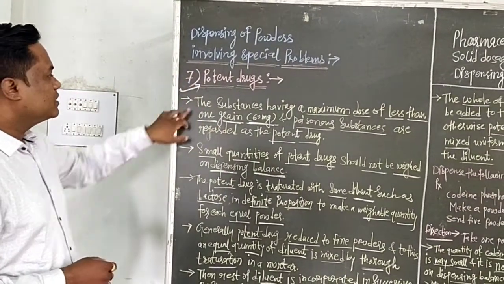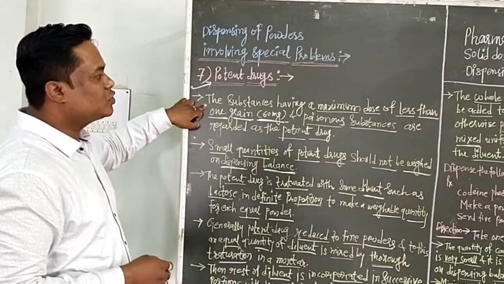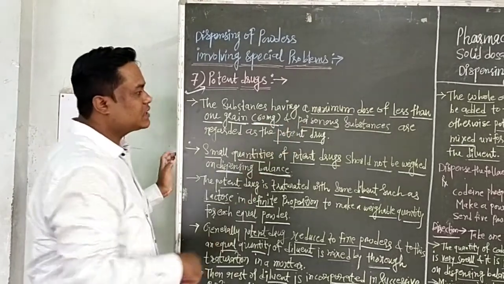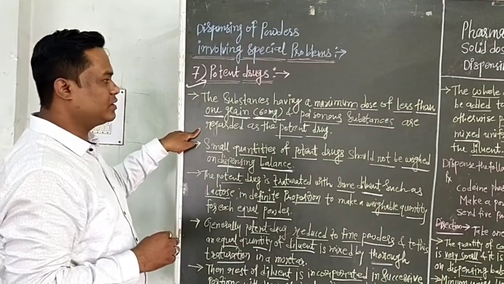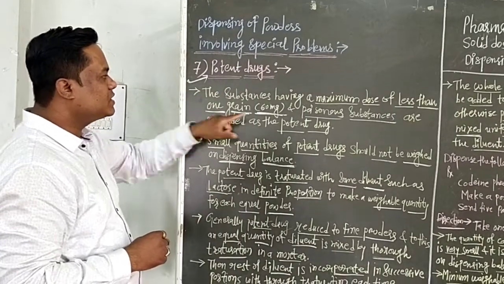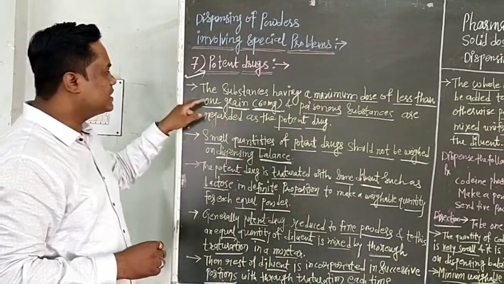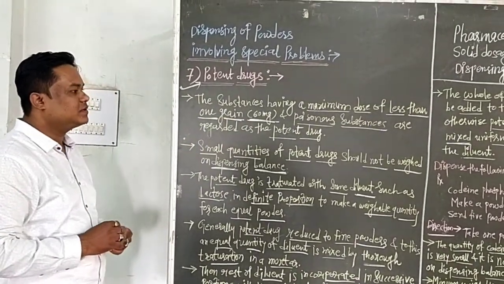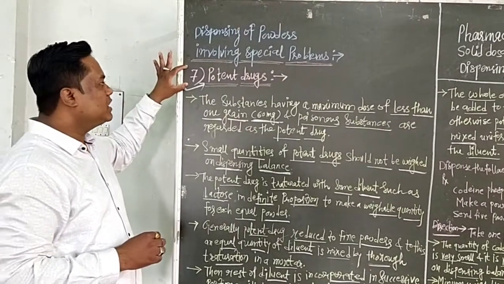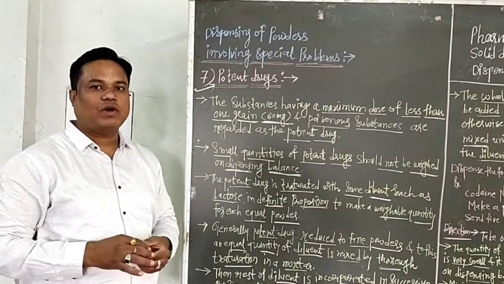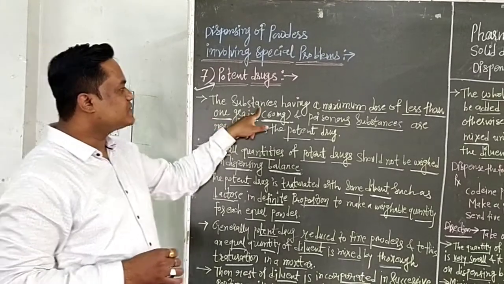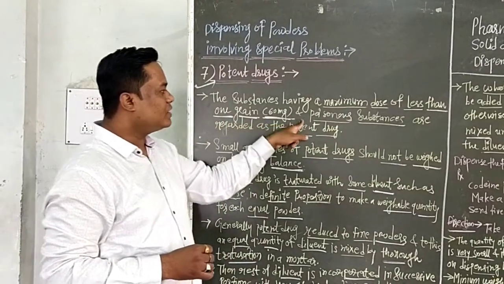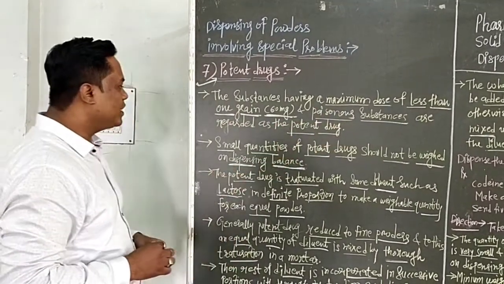What is a potent drug? Substances having a maximum dose of less than 1 gram, that is 60 mg, and the poisonous substances are regarded as potent drugs. This is the definition of a potent drug. Potent drugs are in very small quantity and give the desired pharmacological action.